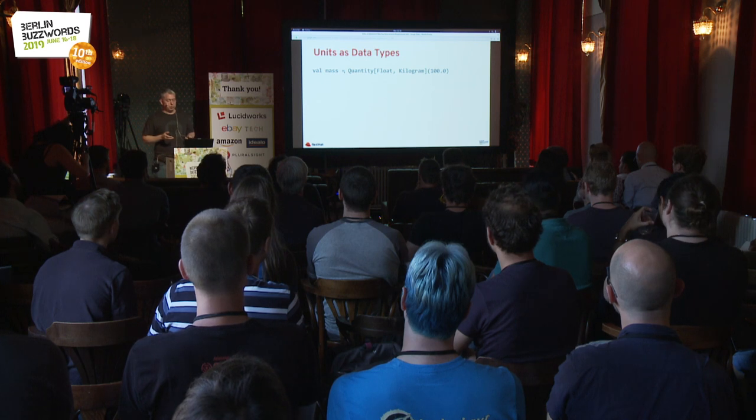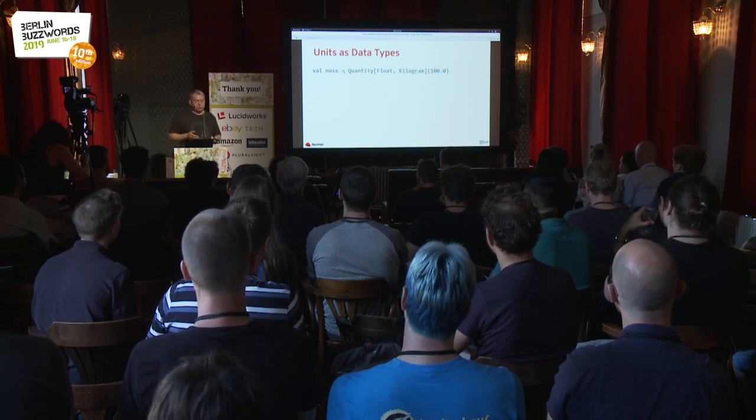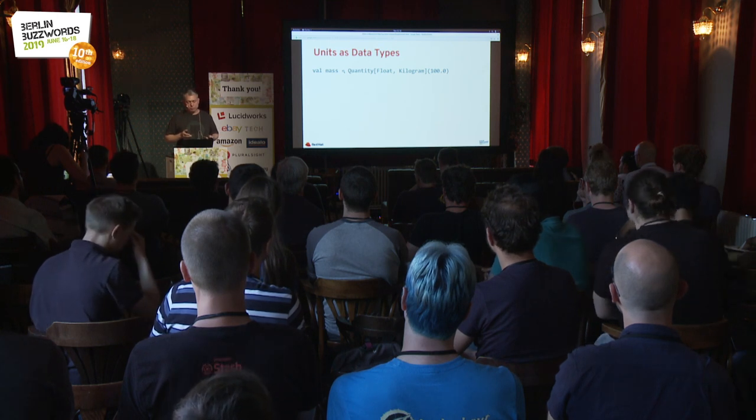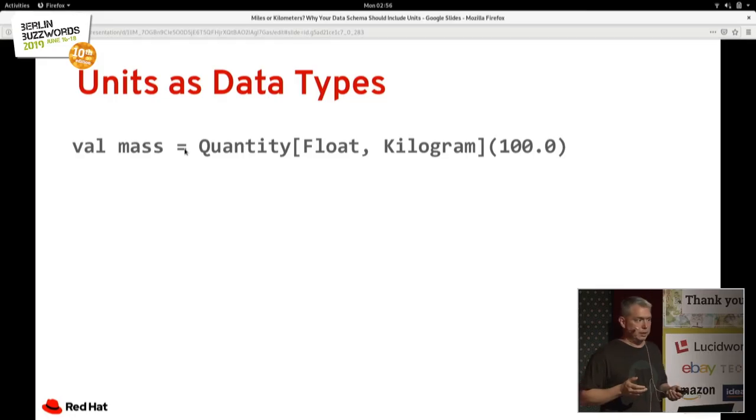So I wanted to explore what it might look like to actually be able to put unit types directly into code. Here you can see that there's a quantity and it's got a numeric value and it's got a numeric type, but it also has a type paired with that that expresses that it's units of kilograms.